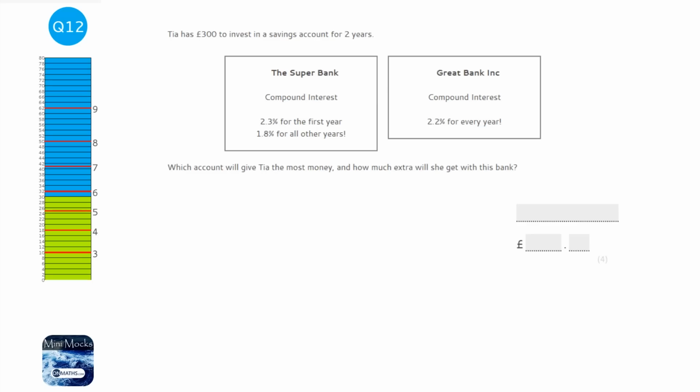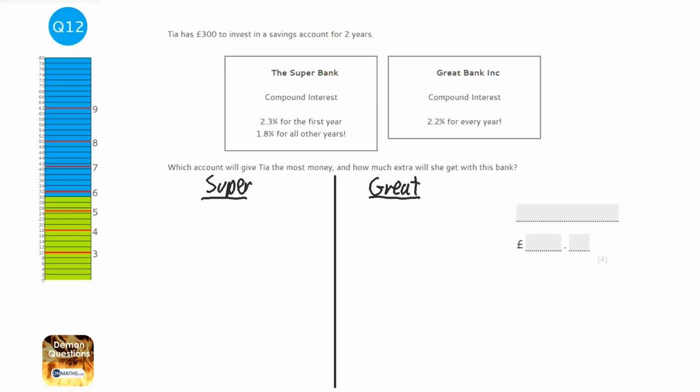In this question we're asked to compare two banks, and normally when I'm asked to compare something I just put a line down the middle of the working out, and I put one of them on the left hand side and one on the right hand side. As long as it's identifiable which one is on the left and which one's on the right, you don't need to necessarily put the whole name down, but you can do. So I'm going to start with Superbank. It says we have 2.3% for the first year and 1.8% for all other years, and we're doing this for 2 years at £300. So first of all I want to work out what the multiplier is.